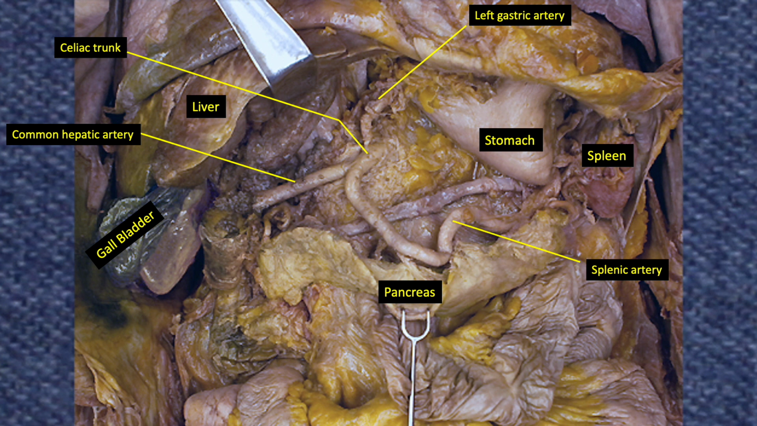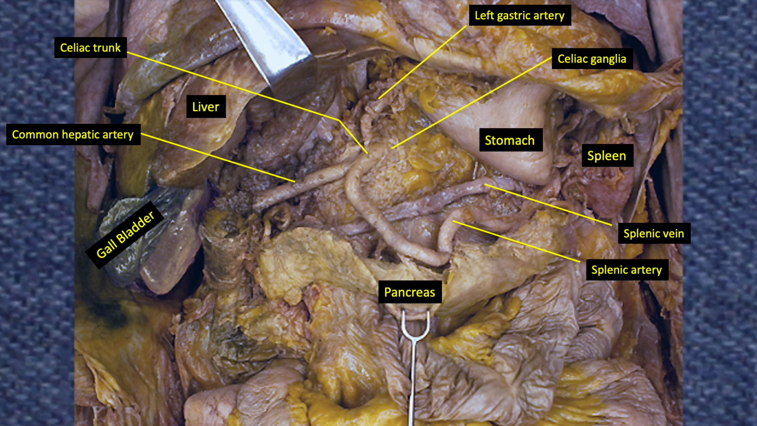Accompanying the splenic artery is a splenic vein. You can always tell the vein because it is straight, whereas the artery will be tortuous to accommodate the movement of the spleen. You can also see that there is a large mass of nerve tissue surrounding the trunk. This mass of tissue is called the celiac ganglion, or in layman's terms, the solar plexus.